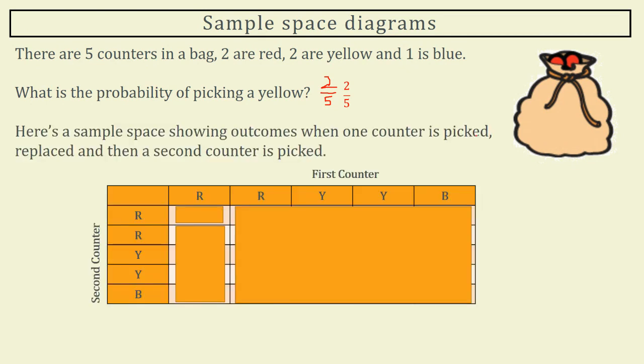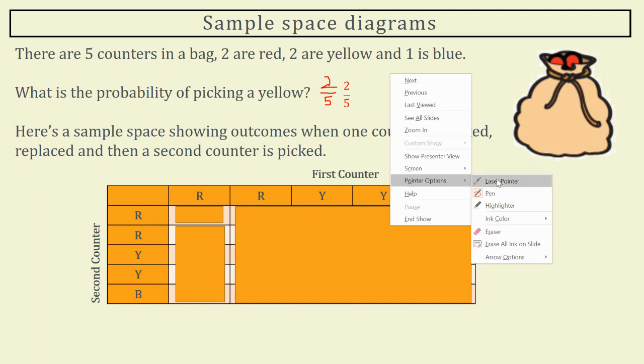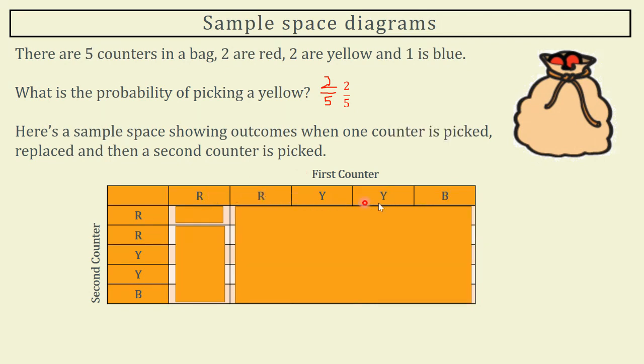What if we thought about taking a counter out, looking at it, then putting it back in the bag, and taking a second counter out? And we're going to record what colours we got from those counters. Okay, so I'm going to start off with a sample space. Here, I'm listing out what the first counter was. There were 2 reds, so I put red down twice. There were 2 yellows, I put yellow down twice. Yeah, 2 red counters, 2 yellow counters, and a blue. But my second counter could also be red twice, yellow twice, or blue.